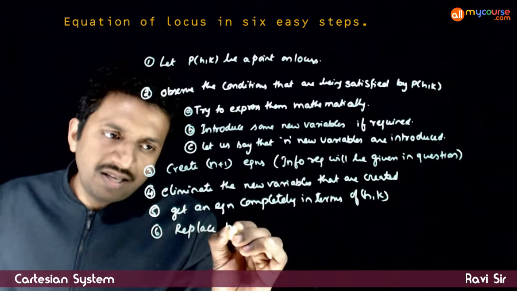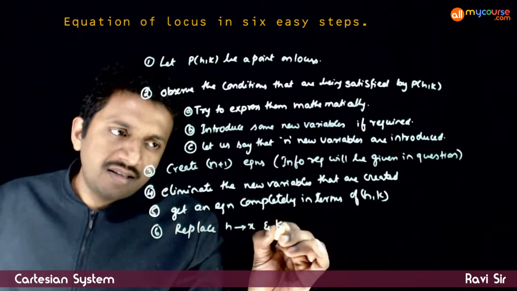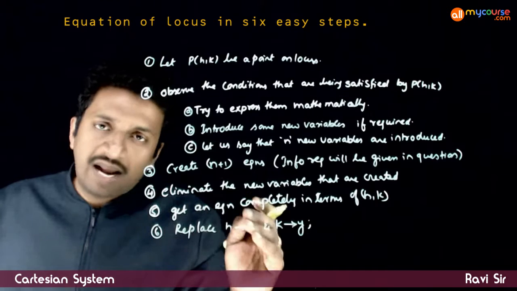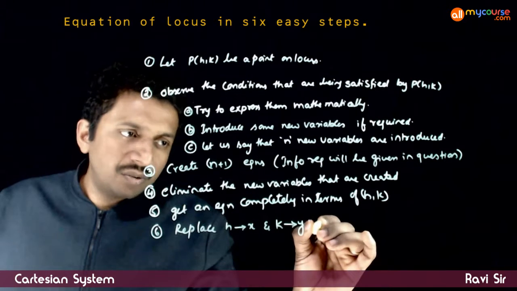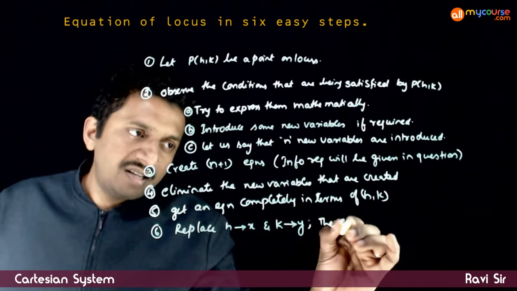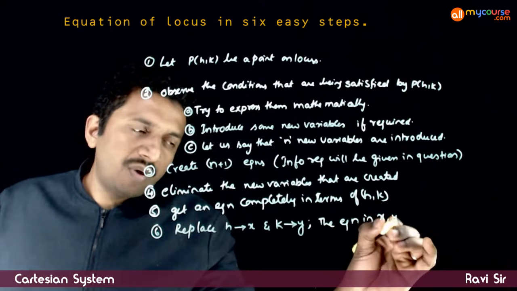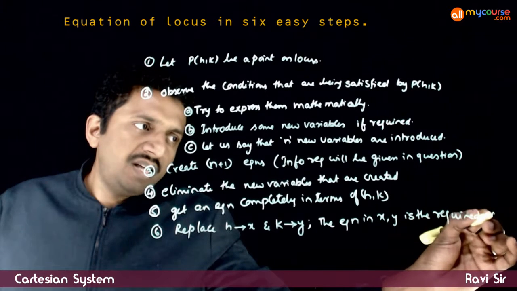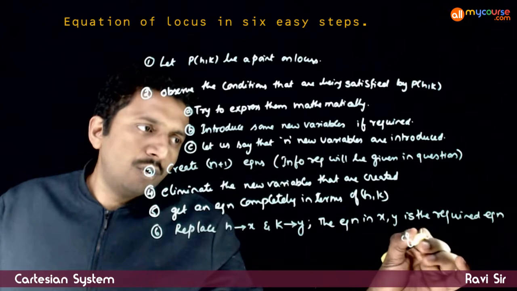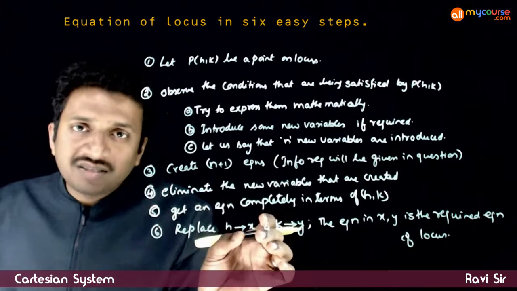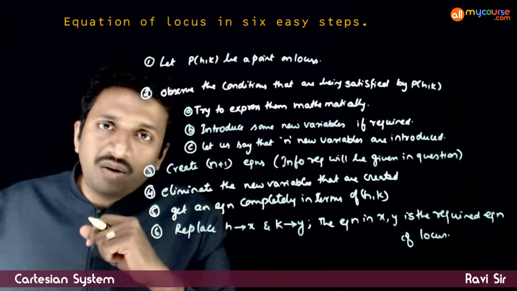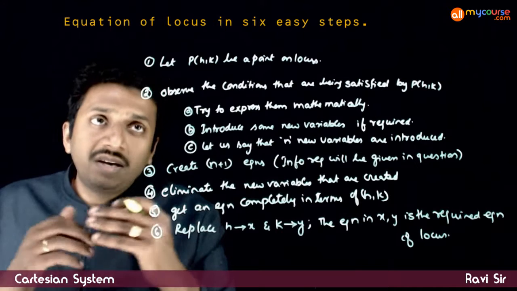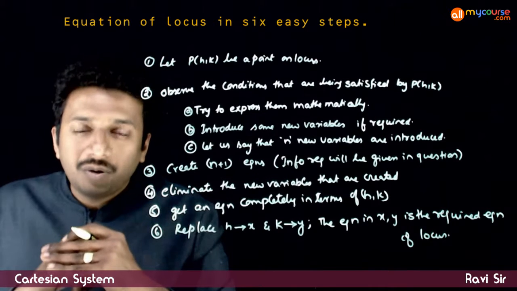Once you get the equation completely in terms of h and k, replace h by x and k by y. So the equation in x, y is the required equation of locus. Whatever is the equation which is left is the equation of locus. So these are the 6 steps that you need to follow to complete your question on locus.